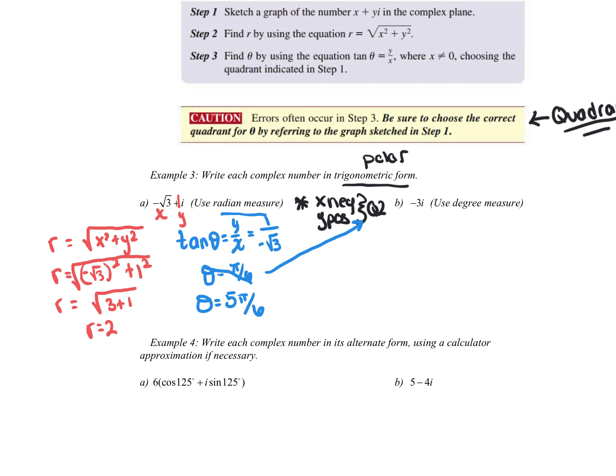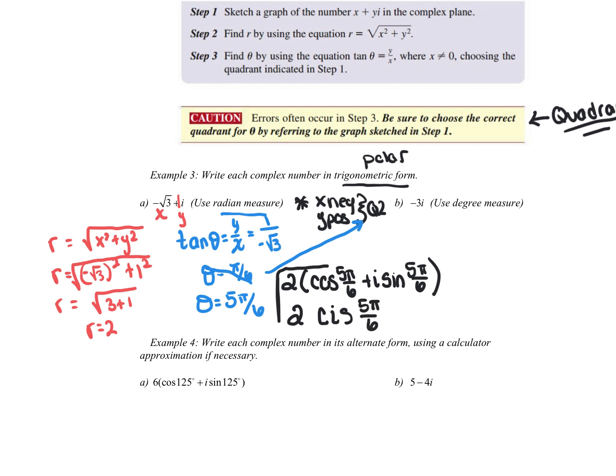So then to write our answer, we would write, put the radius first, 2 parentheses, cosine of 5 pi over 6, not comma, sorry, it's a plus, plus i sine of 5 pi over 6. The shorthand way to write this is the following, which is also polar form, but just a shorthand way. You write the radius, and then you write cis, the c is for the cosine, i sine, and then because they both are always going to have the same angle, 5 pi over 6. So either one of these is acceptable.